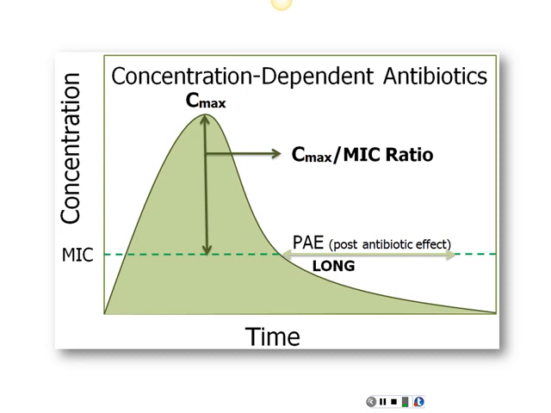Versus concentration-dependent killing, we become more concerned about how high the Cmax is versus the MIC. So it's a ratio. The Cmax over the MIC ratio becomes more important. So we really want a high peak level on that drug, and then we're not really concerned about when it falls below the MIC because we get more cidal activity the higher the concentration gets.